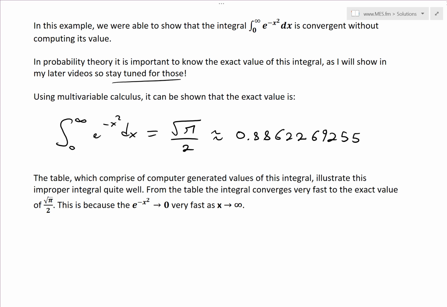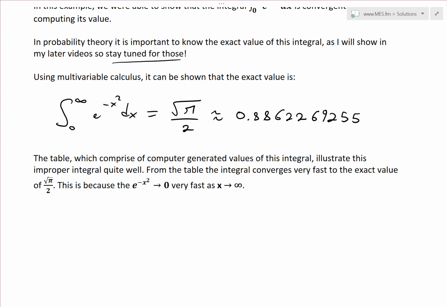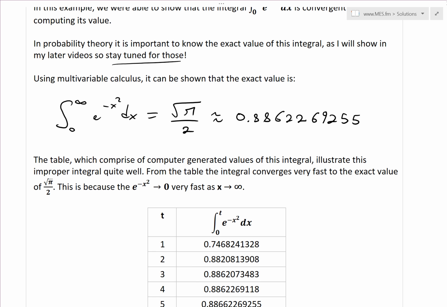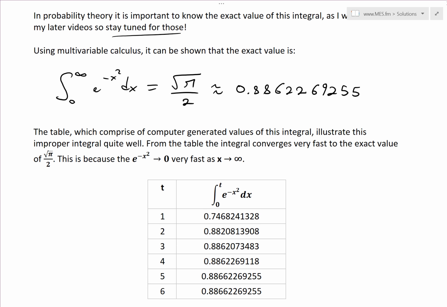And also using multivariable calculus, which I'll show further down the road as well, it can be shown that the exact value of this integral from 0 to infinity of e to the negative x squared dx is in fact equal to square root pi divided by 2, which is roughly equal to 0.8862269255, etc. It keeps going on and on. I just rounded up to a 5 here.